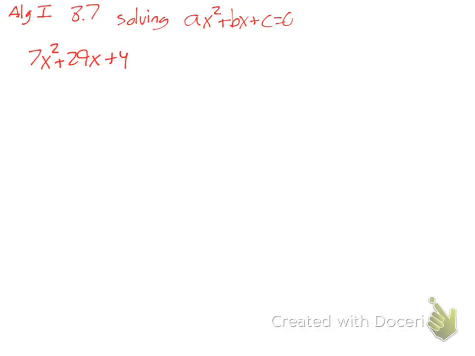Algebra 1, this is 8.7. 8.7 is solving quadratics again, but this time, as you can see, we're going to bring an a value in, so it's not equal to 1. These ones are going to be handled the exact same way as the last ones with a slight twist.